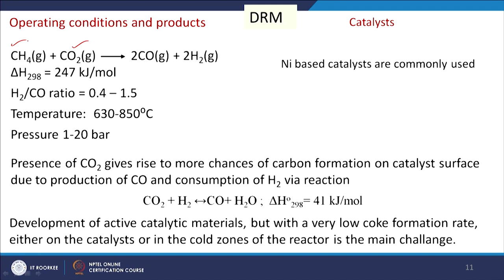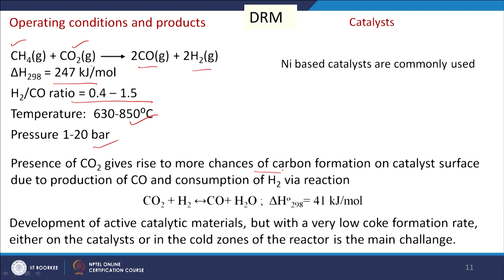Next we are coming to DRM, that is dry reforming of methane. Dry reforming means no steam is used; obviously carbon dioxide is used for the reforming purpose. So, the reaction is methane plus carbon dioxide giving 2CO plus 2H2 in gaseous phase, and del H is 247 kilojoule per mole. So, it is an endothermic reaction again, and here the temperature is 630 to 850 degree centigrade and the pressure is 1 to 20 bar, and the H2 by CO ratio is less, 0.4 to 1.5. And here nickel based catalysts are widely used, and the presence of CO2 gives rise to more chance of carbon formation.